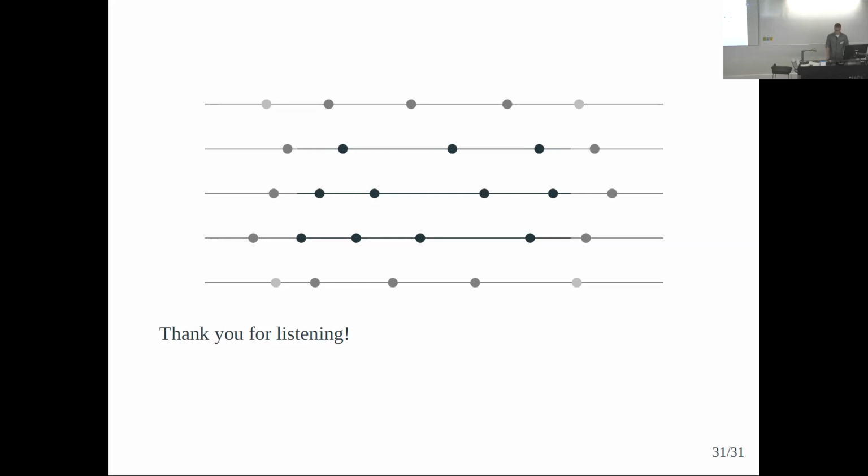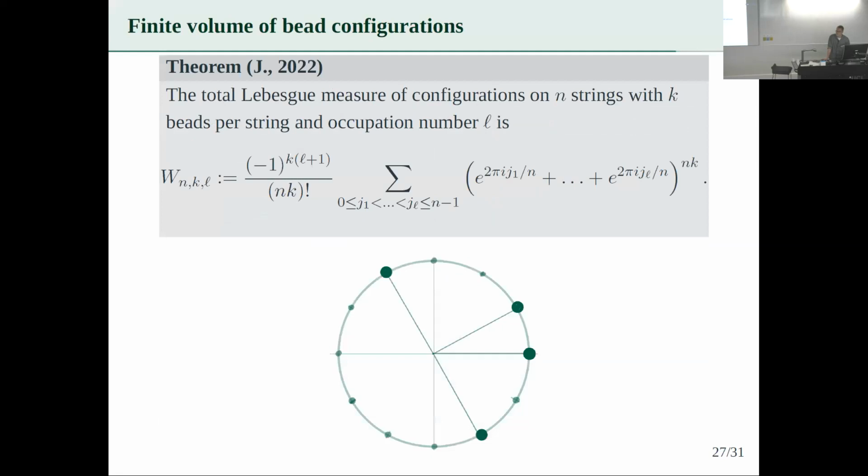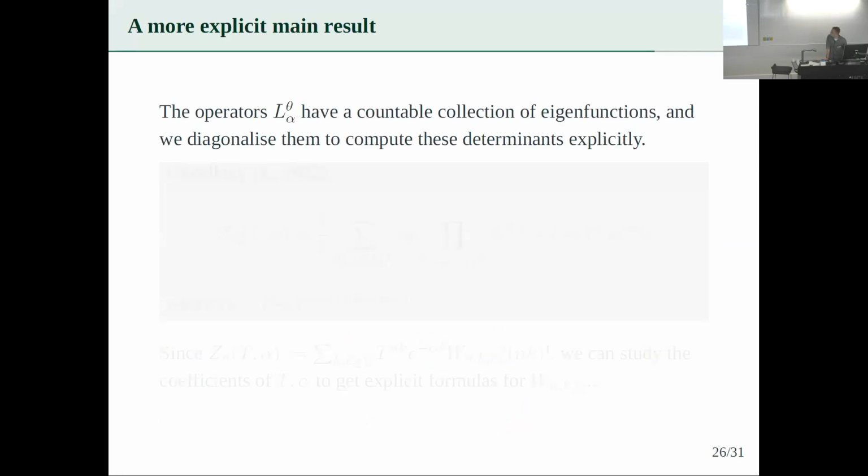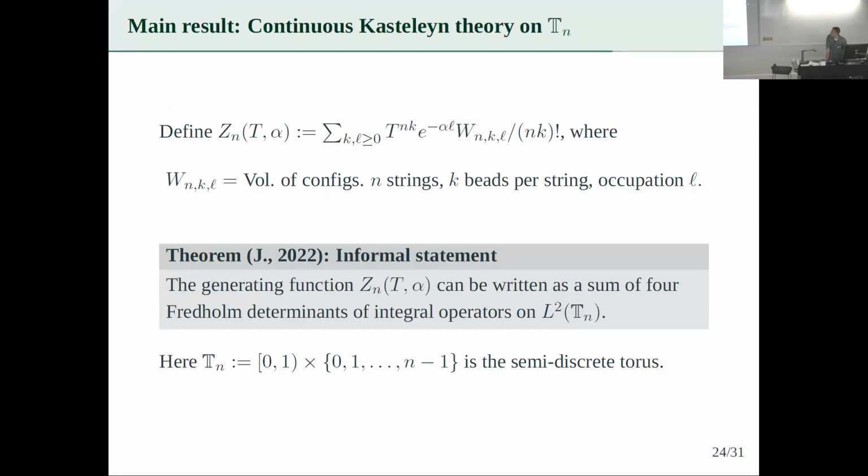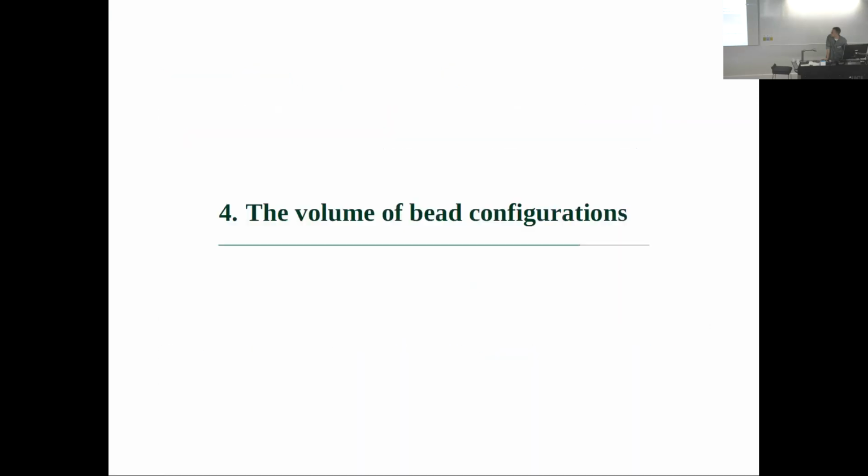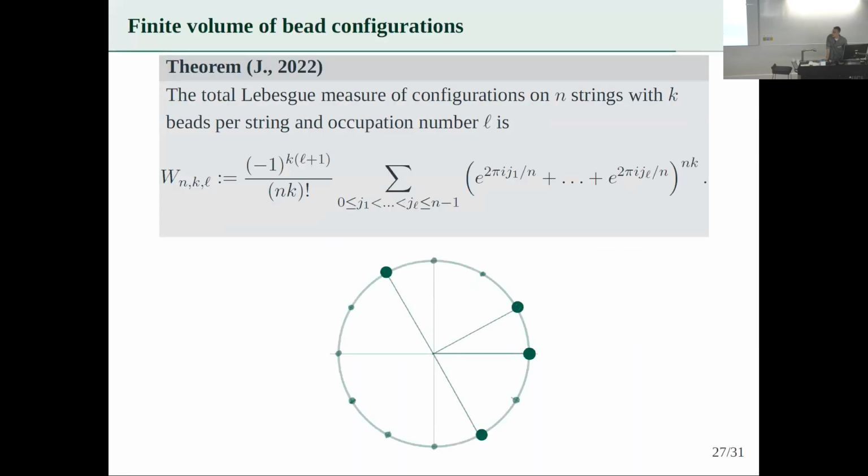Can you explain again where the volumes of the bead configurations came into play? And you talked about taking continuum limits. Where does this happen? I didn't understand. So this is a formula for the volume. If I take n strings and I've got k beads along each string, and the occupation number is L.